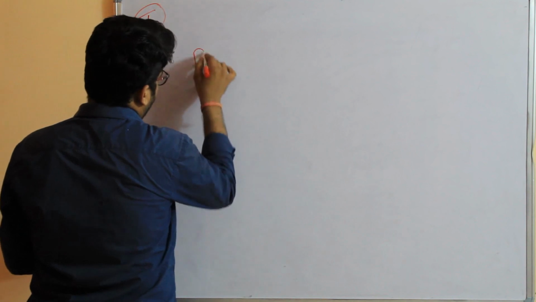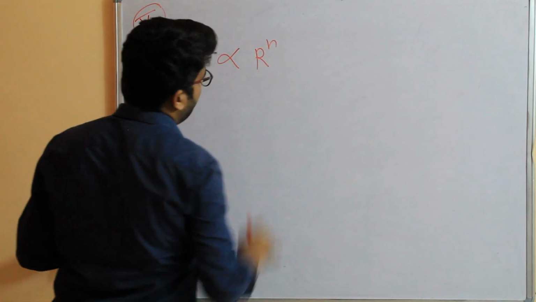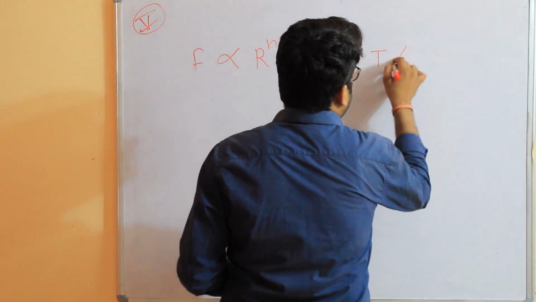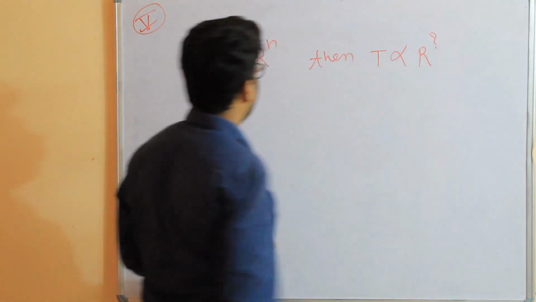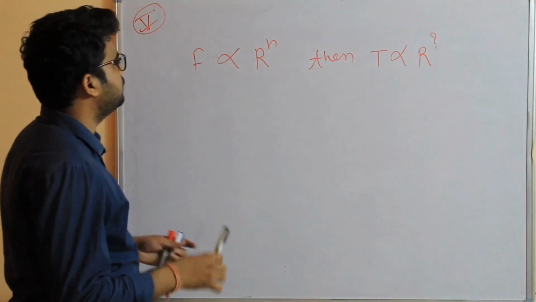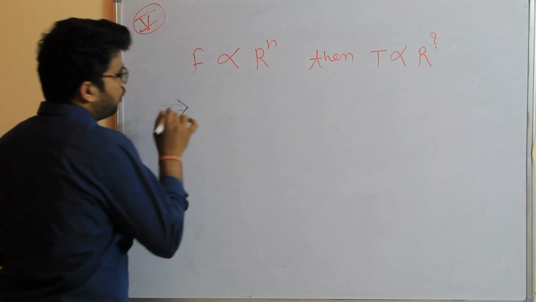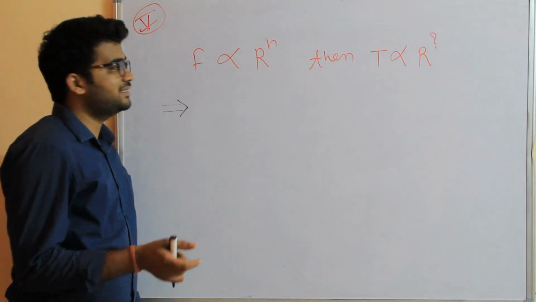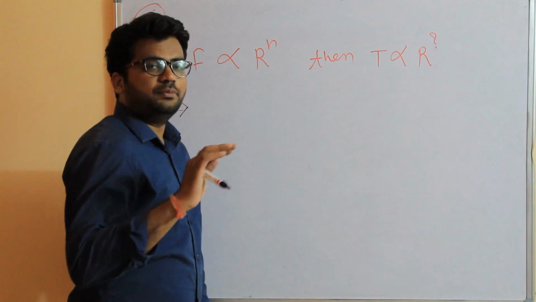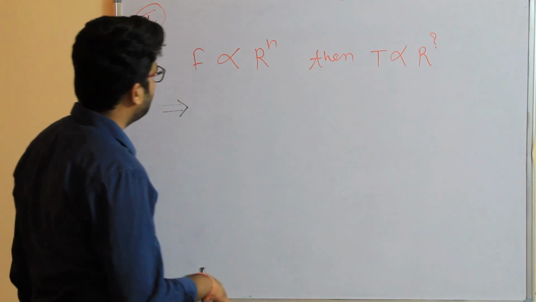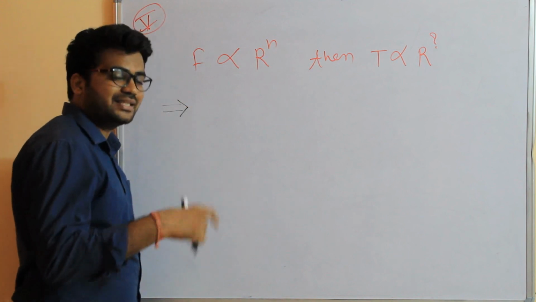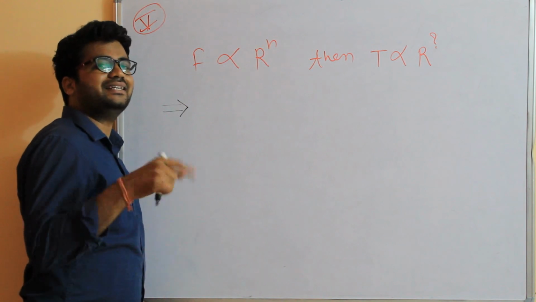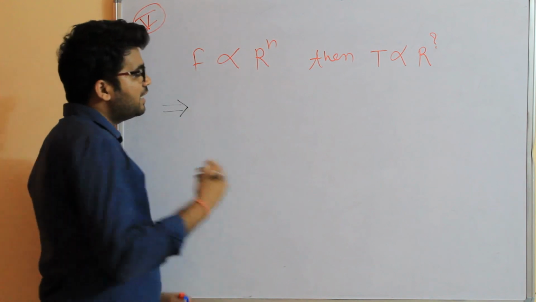Now the next one: if force is directly proportional to r to the power n, then the time period is directly proportional to r to the power what? So this we have to see. This is very simple. Force is directly proportional to r to the power n. Now Newton's force is for the orbit of any two masses, isn't it? So if any mass is moving in a circular orbit, that mass experiences a force. That force is called the centripetal force. So this force can be written as centripetal force.